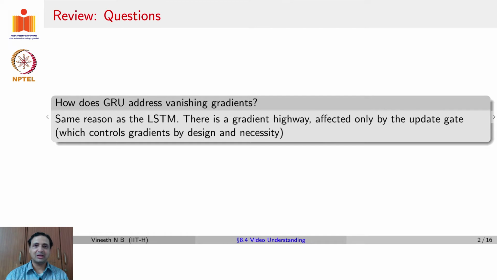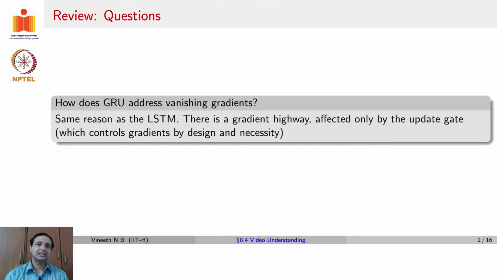The one question that we left behind the last lecture was, how do GRUs address vanishing gradients? And the answer is the same as LSTMs. They also have a gradient highway between a hidden state at a particular time step and the hidden state at the previous time step, which was in the final hidden state update equation. You would notice that that was given by 1 minus z into the previous hidden state plus z, or the update gate, times the current hidden state tilde.